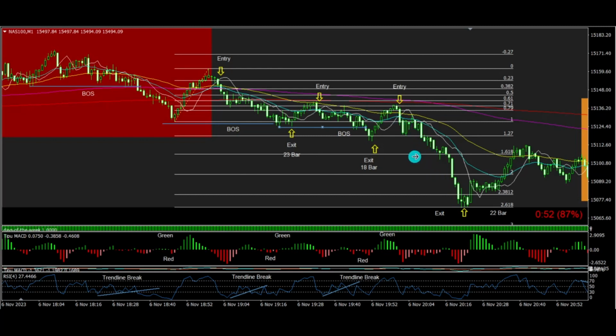But again, we're still below the 4-period EMA. And we're actually very far away from it. So that gives you a clue that price is still going to continue to the downside.